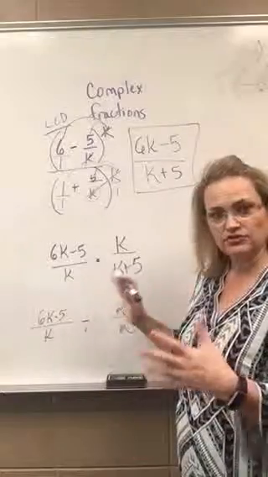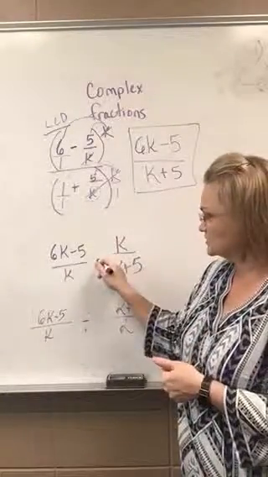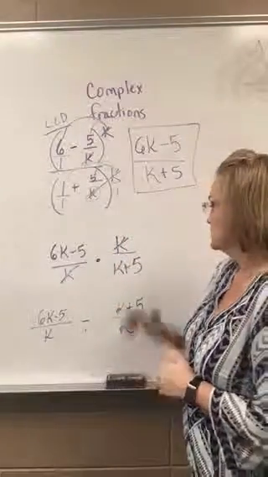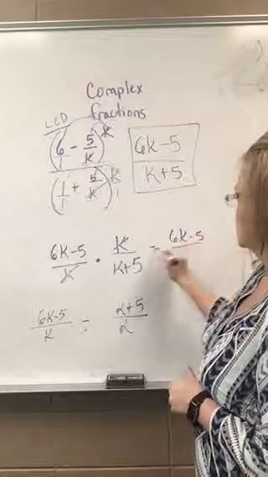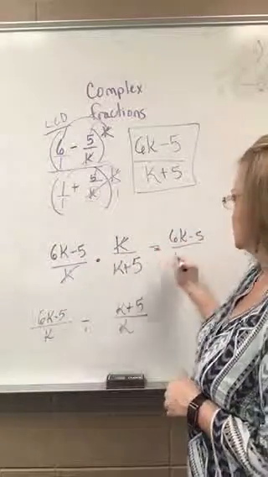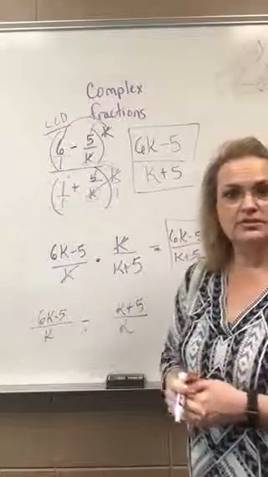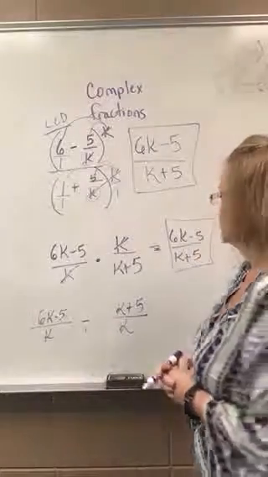If there's anything factorable, we should always factor. But here, the only thing we can do is diagonally, since you're multiplying, you can cancel any diagonal common factors. And so then that leaves 6k minus 5 over 1 times k plus 5, or just k plus 5. Same answer, notice, with either method, so whichever one suits you the best.